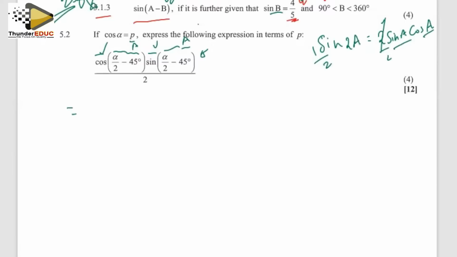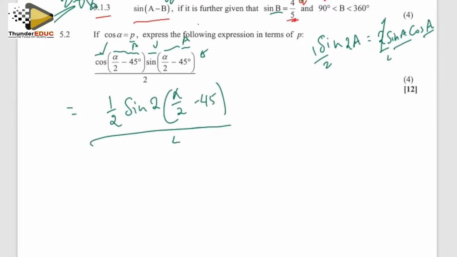So I'm replacing this with a half sine 2a, but my a is alpha over 2 minus 45. I'm dividing this by 2, so I have divided by 2. I'm going to end up with a quarter, okay? This is the sine of, let me open this up. So alpha over 2 times 2, I'll be left with just alpha, and 2 times 45, that's 90.